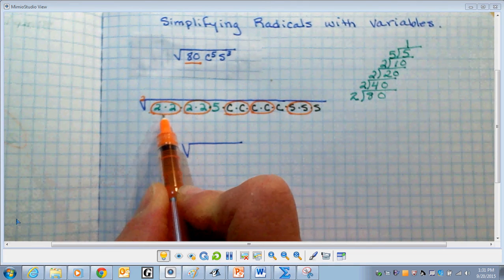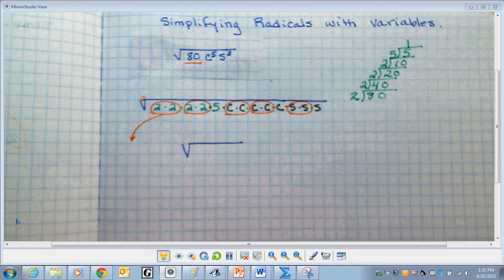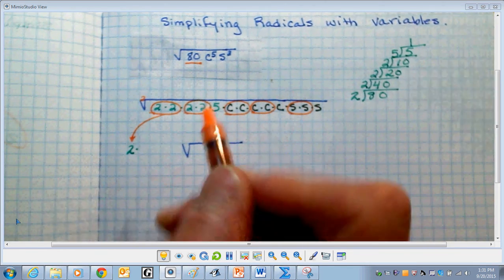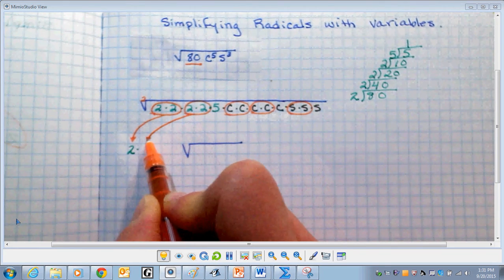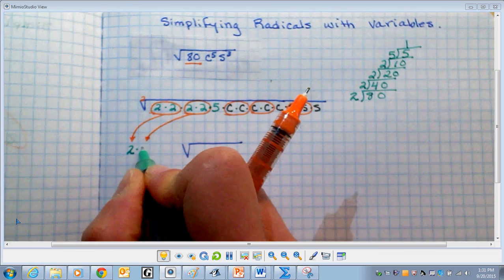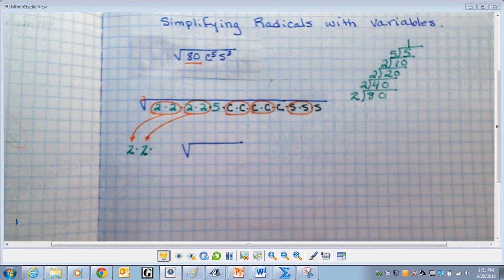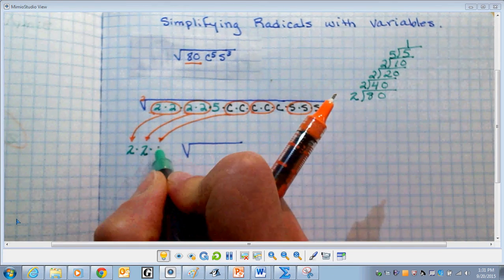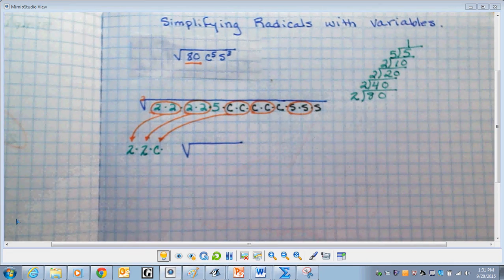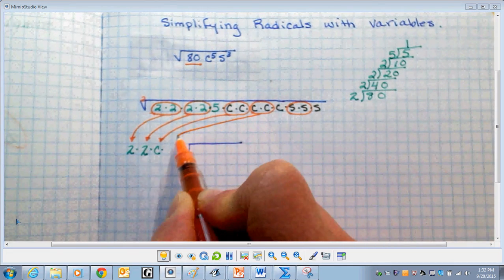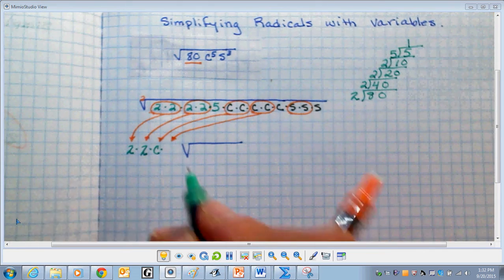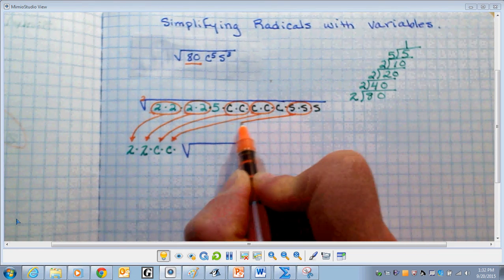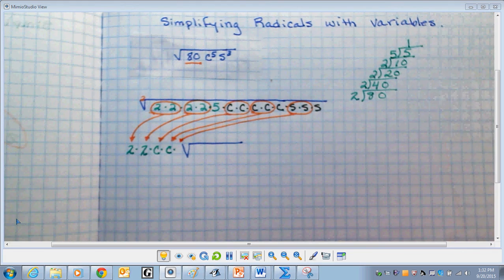So here is one pair. That simply comes out as 2. Here's another pair. That simply comes out as 2. Here's another pair. That simply comes out as c. Here's another pair, and that simply comes out as c. And here's my other pair, and that simply comes out as s.